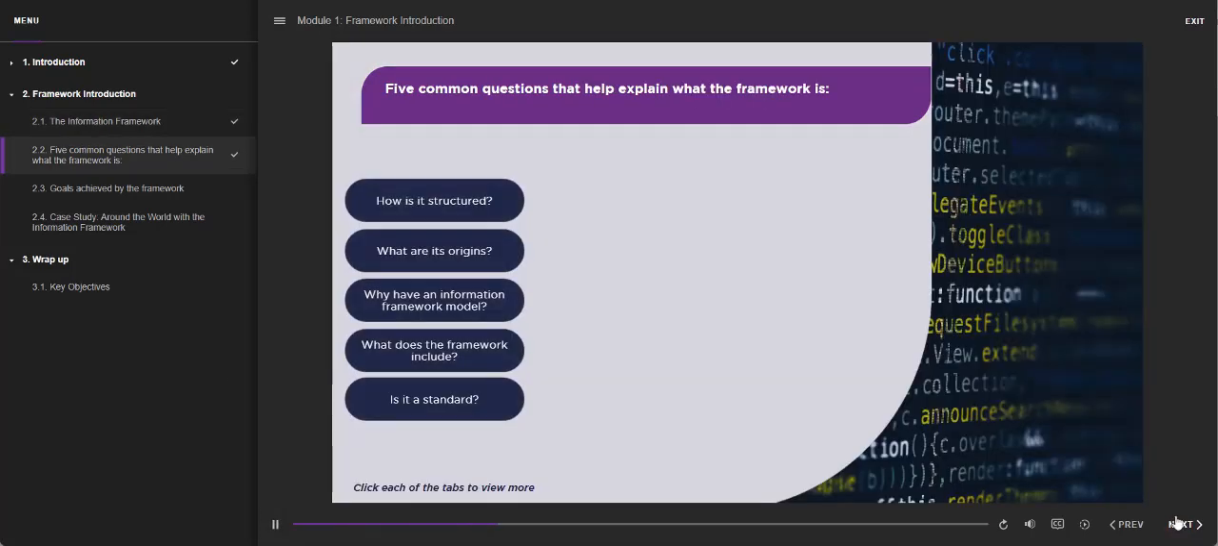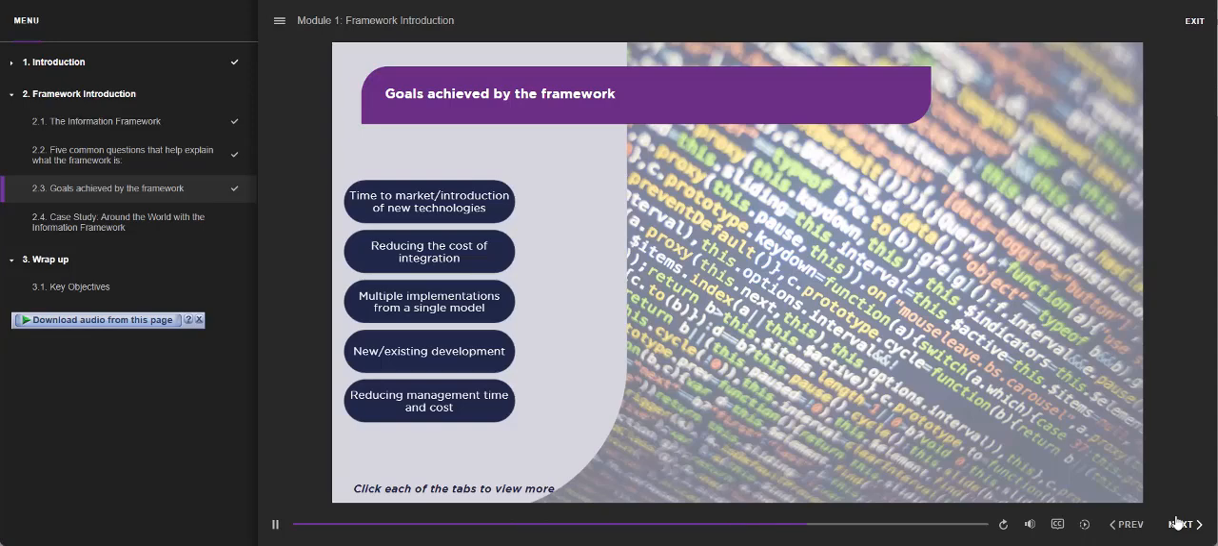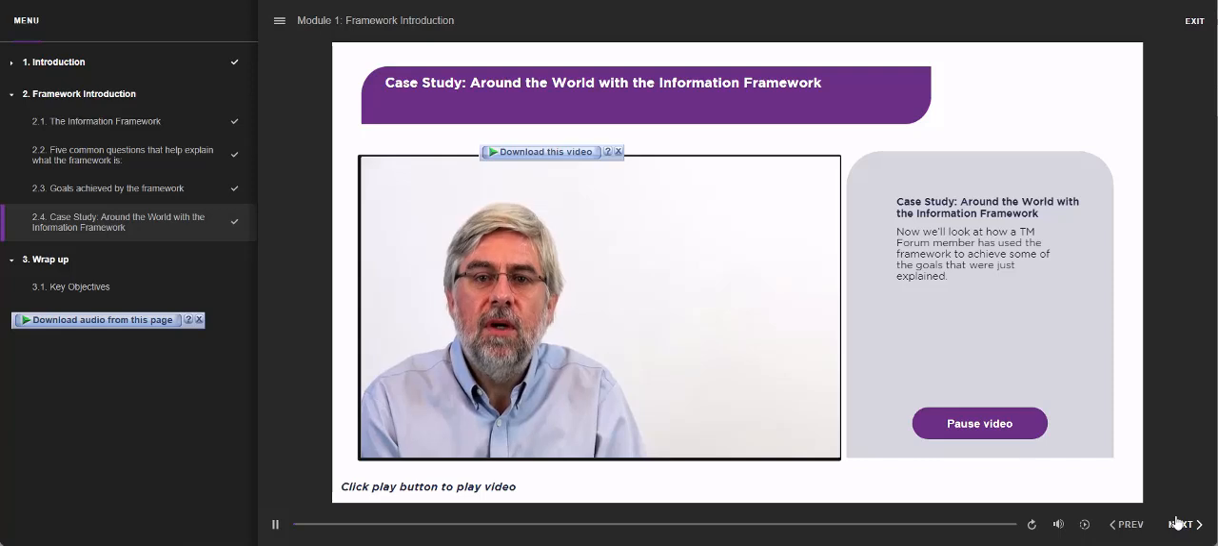Let's take a look at 5 common questions that help explain what the framework is. There are a number of goals that can be achieved by using the framework. Now we'll look at how a TM Forum member has used the framework to achieve some of the goals that were just explained.